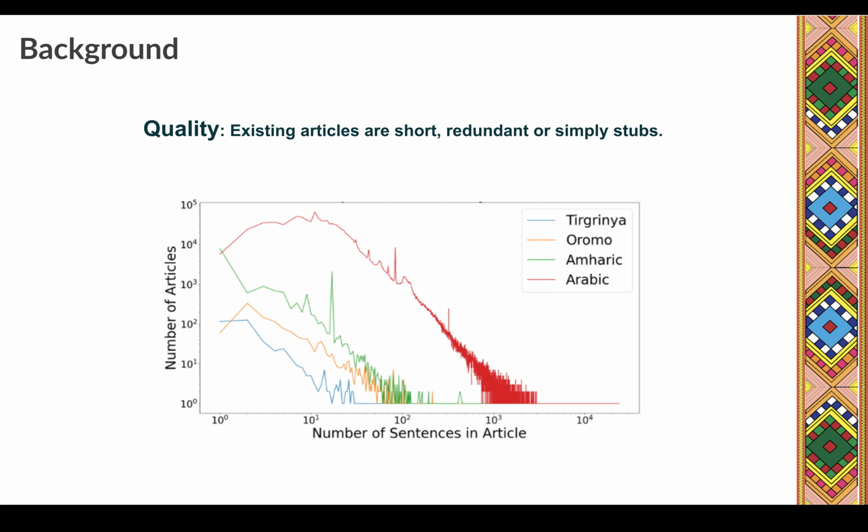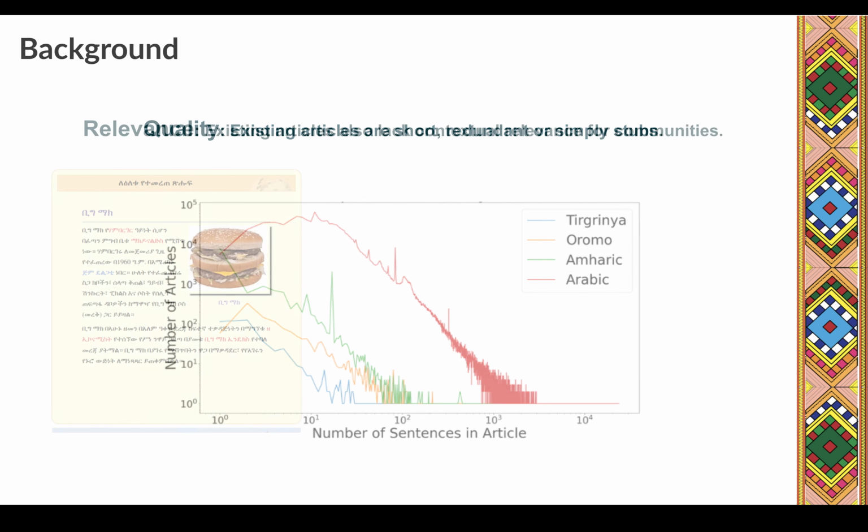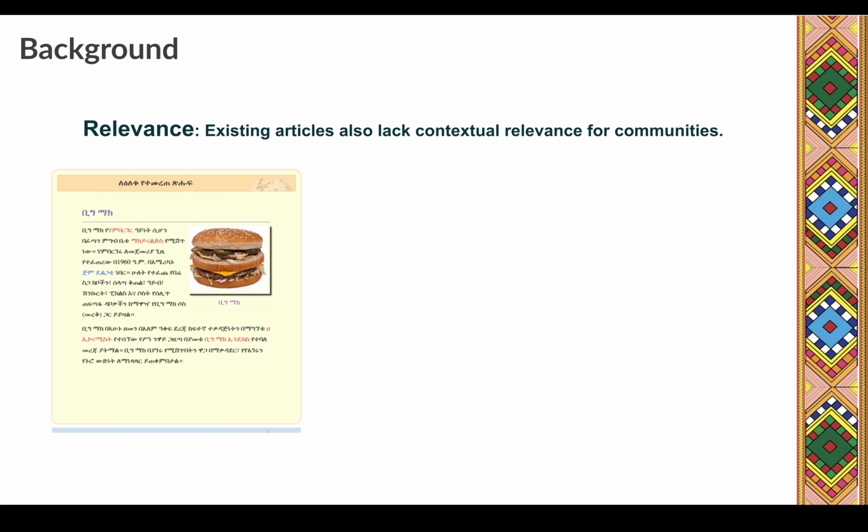Zooming out, we see that for low resource languages, the peak number of sentences per article is 1 for most articles, while for comparison, for Arabic, for example, the most number of sentences in an article is at around 10. There are also relevance issues with existing articles.